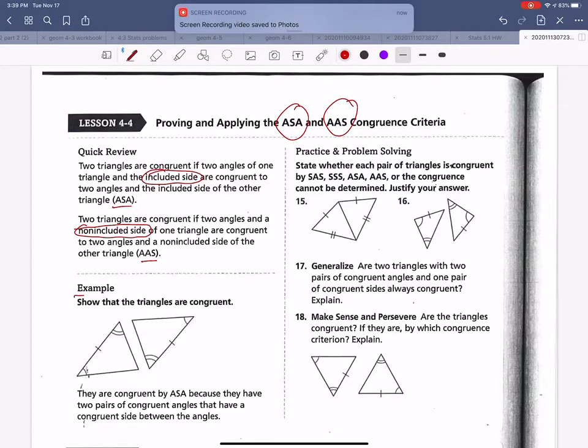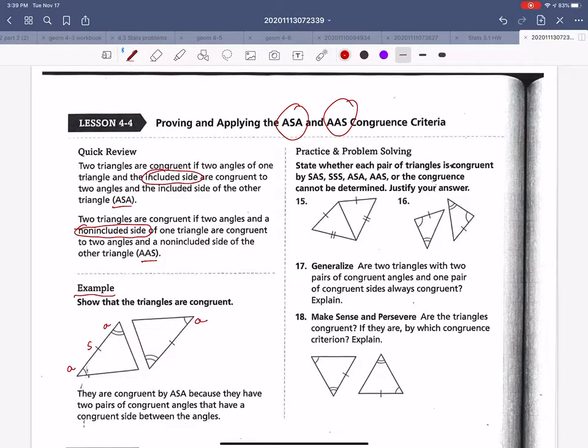So taking a look at our example, it says, show that the triangles are congruent. So reading off our evidence, we've got an angle, a side, and an angle, and it's matching this angle, this side, and this angle. So that's why they concluded, yes, this is congruent because of angle, side, angle.